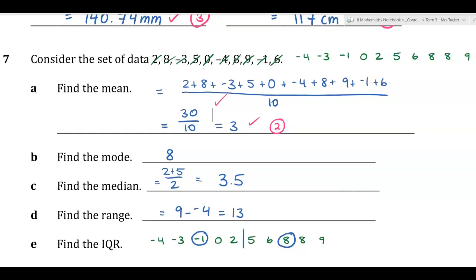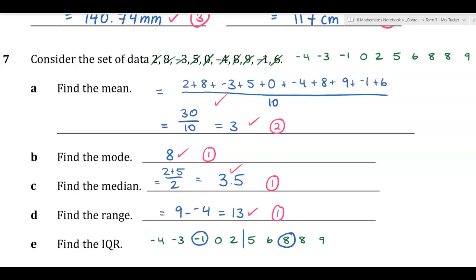If you got different answers to me, let me know. The mode was 8, 1 point. The median is 3.5 because it was the middle of the middles, and the middles were 2 and 5. The range was 9 minus -4, which is 13.